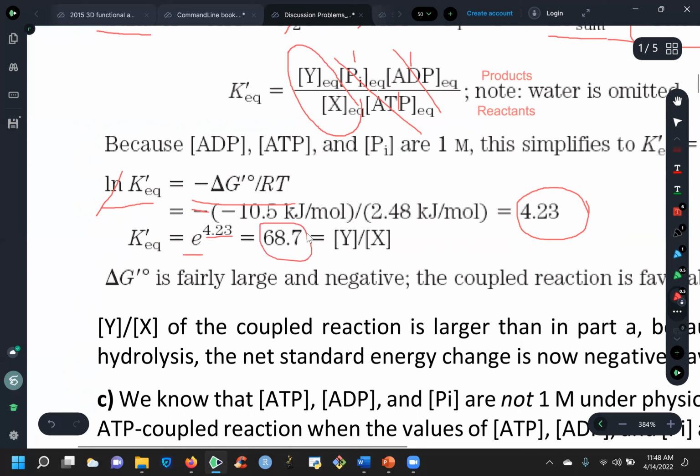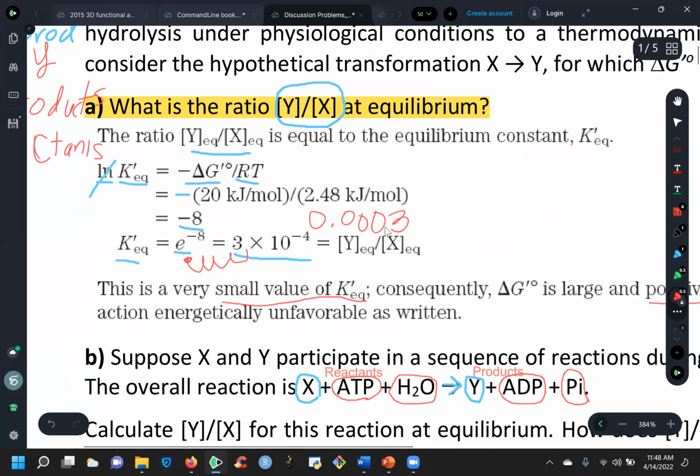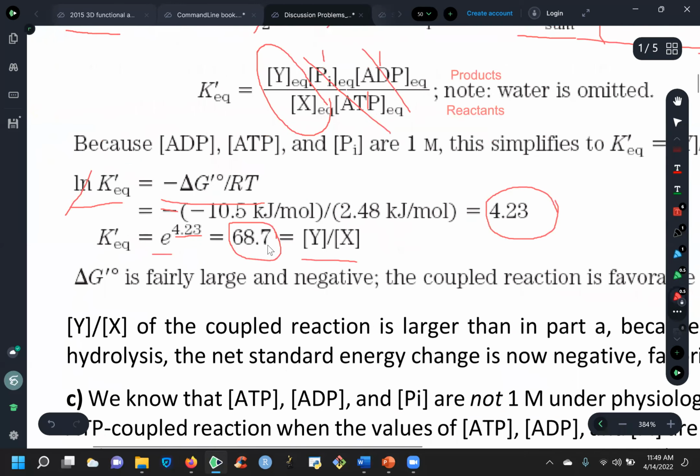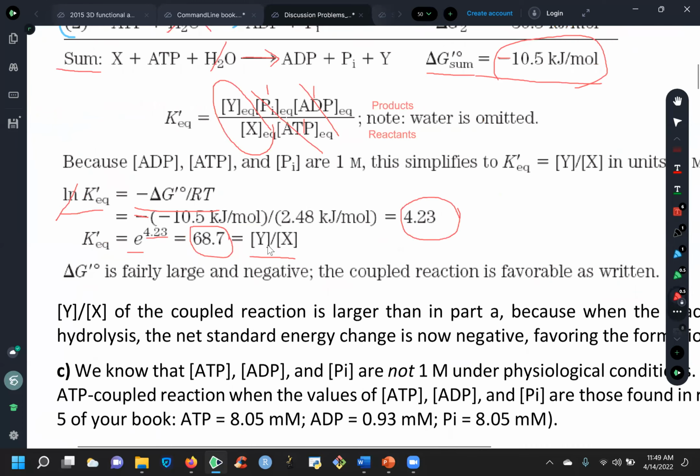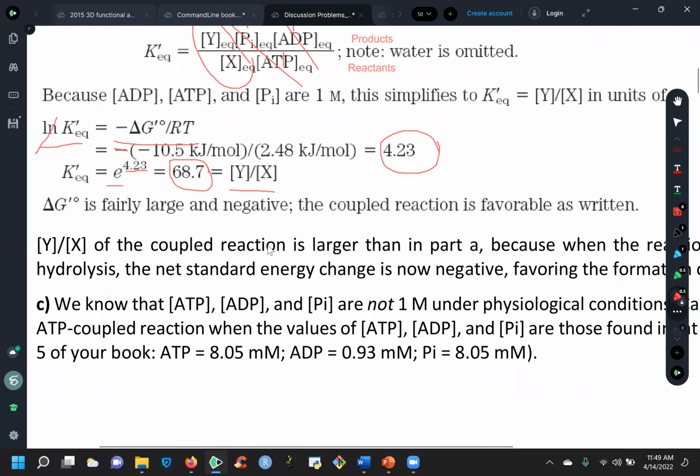So last time our ratio was only 0.0003 for products over reactants. So we knew that the reaction was not moving forward and the delta G was positive. But now our ratio is really high. Look at 68.7. So you have 68.7 times more product than you do reactants. So we know that the reaction is moving forward. And this means that the delta G is what? Negative, right? So you have to be able to go full circle with this stuff. So this coupled reaction is very favorable as it is written.